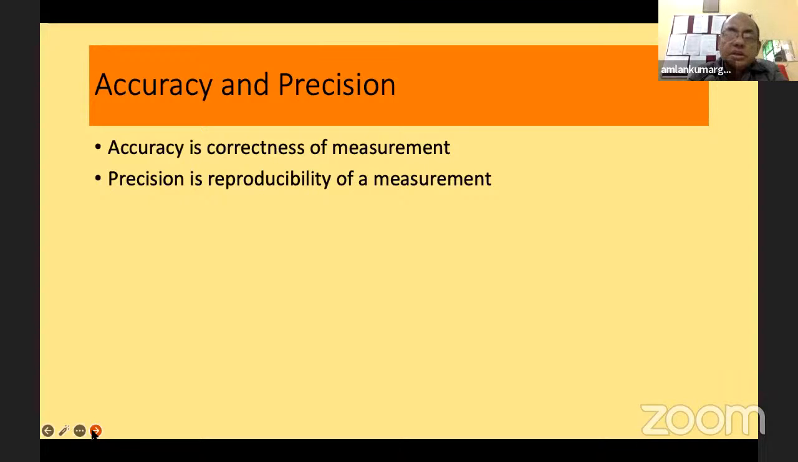The results are away from the actual results. The actual result is 10 and his result is 12. It is away from the actual result. It is not accurate, but it is precise.